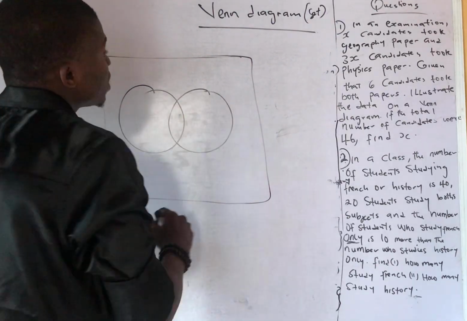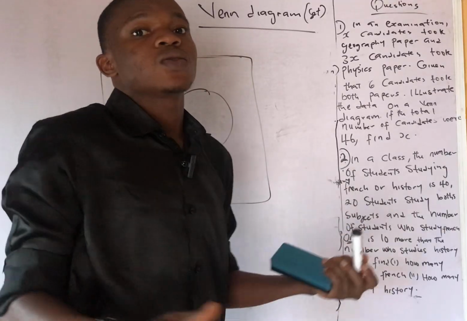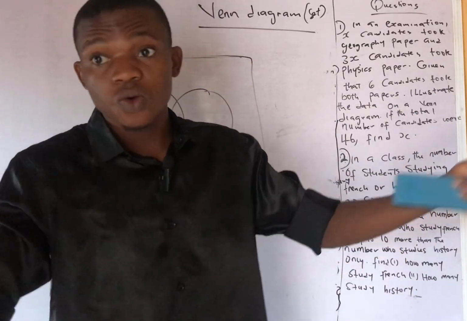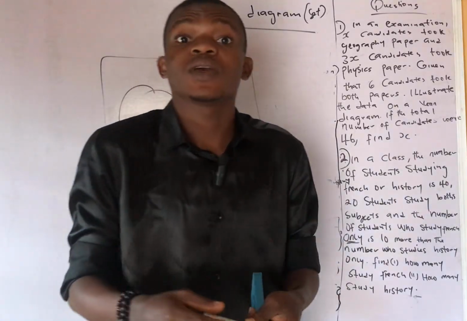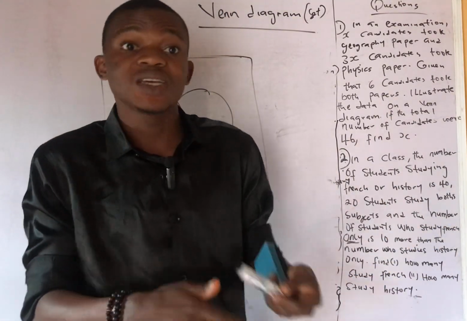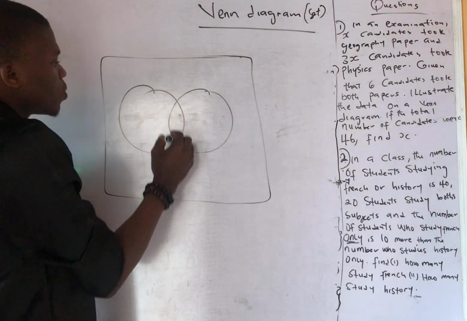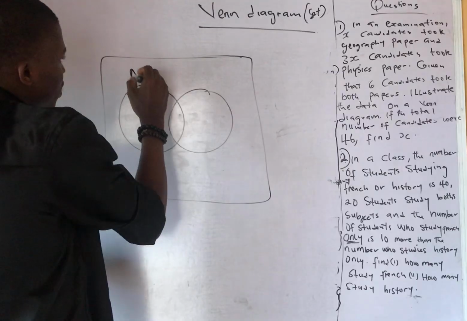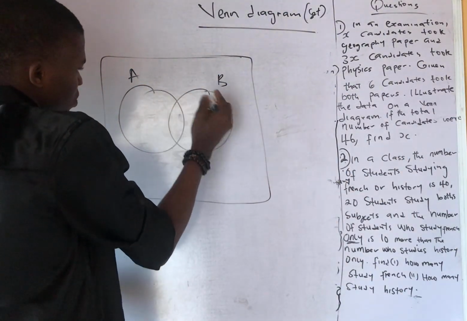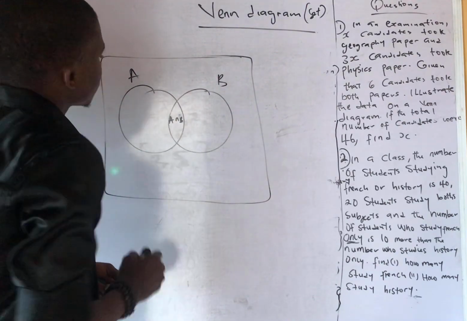Venn diagrams are a graphical representation of sets. Now it does not necessarily mean making use of circles. It can make use of a rectangle, a square, or any other shape you want to use to represent your Venn diagram, and it is acceptable. First of all, let me say this is set A and this is set B. Now this is the intercept between A and B.